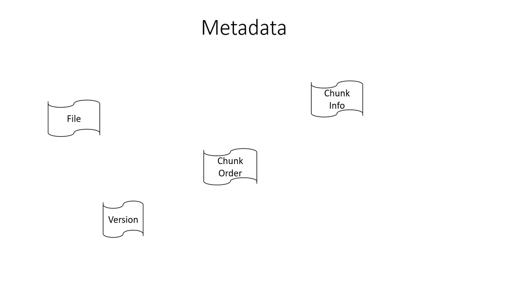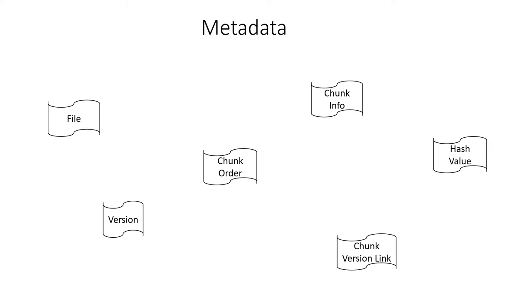So in metadata, we can keep the file information, we can keep the versions of the file, we can keep the chunk information, we can keep the chunk order, because to reconstruct the file, we need to know in what order chunks are broken into. We can also store the chunk version link because a single chunk can belong to multiple versions or a single version. So we need to know which chunk belongs to which version of the file.